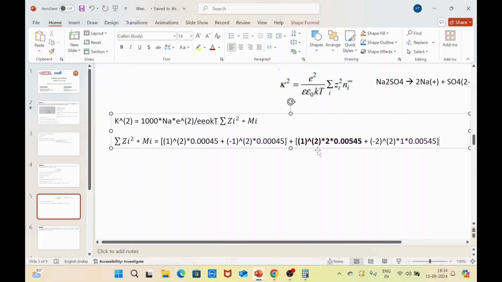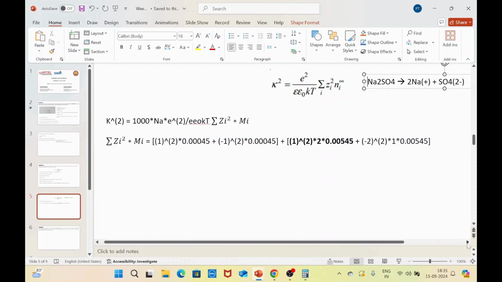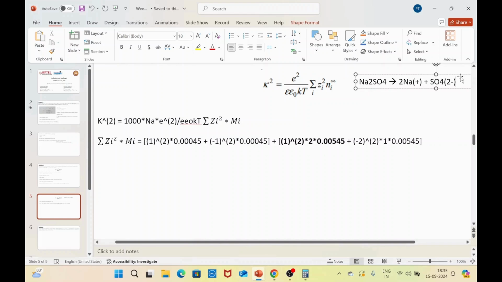So over there you need to multiply that particular Zi square times Ci, and that 3 will also be there, because that concentration will be 3 times what you have calculated for AlCl3, or what is given for AlCl3. So let me write that expression also here. I hope you're able to understand. If you have any doubts, please let me know.